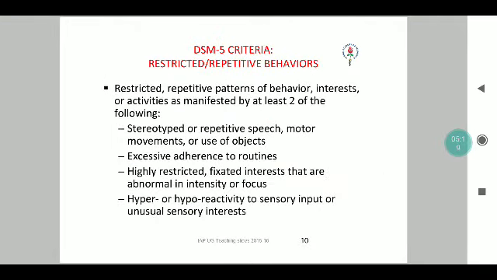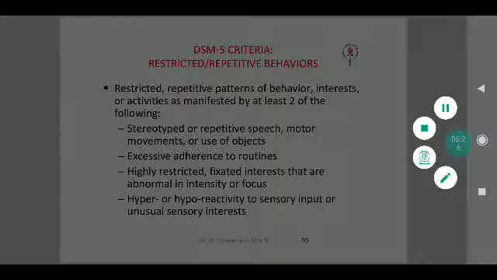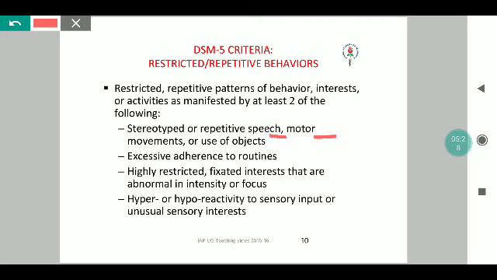Now, about the restricted and repetitive behaviors, generally there will be at least 2 or more of the following: stereotyped or repetitive speech, motor movement, or use of objects. Now, for the use of objects, I will just demonstrate a very small example which will make it very clear.